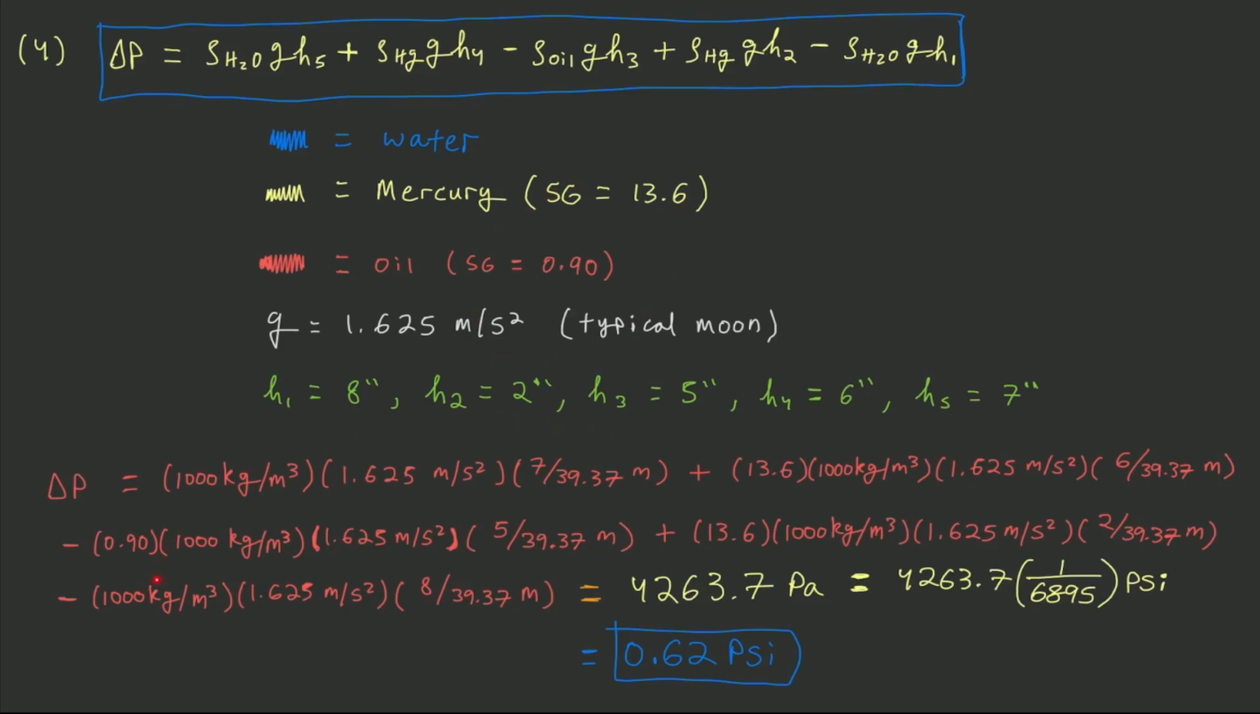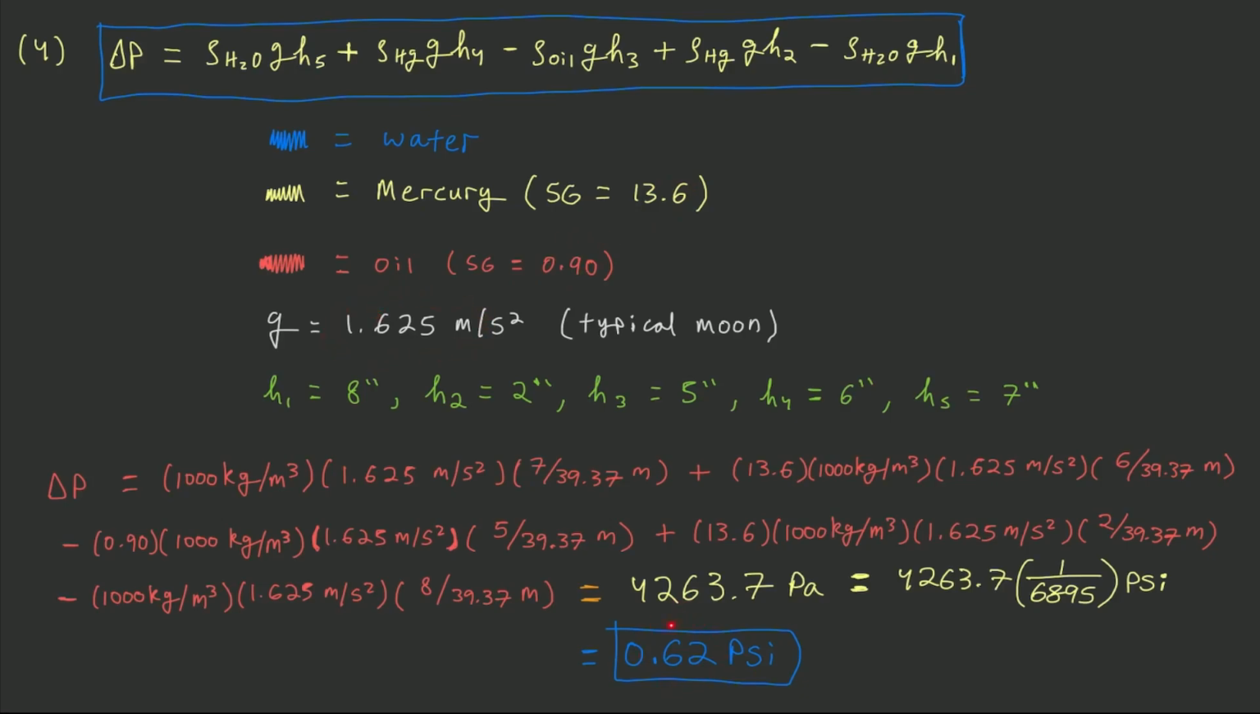And when we plug in all of those values into our equation, we get 4,263.7 pascals. If we then divide that by 6,895, we can get that value in psi, and we'll see that the delta P between our water in pipe A and pipe B is approximately 0.62 psi. So the static pressure difference between the water in pipe A and the water in pipe B is approximately 0.6 of a psi. So you can see that this value will change as a function of the specific gravity of the fluids that you're using, your magnitude of gravitational acceleration.